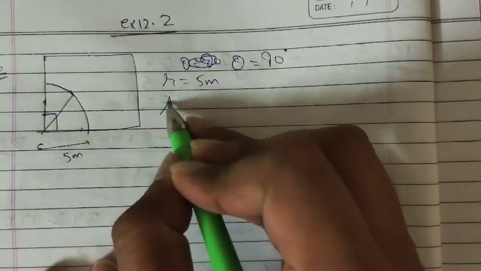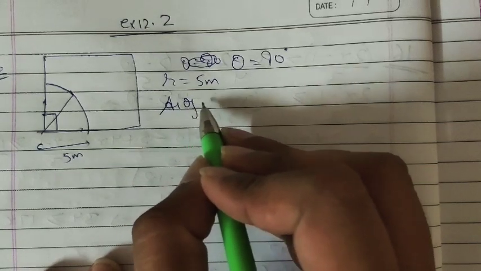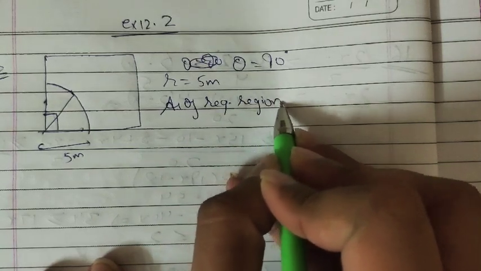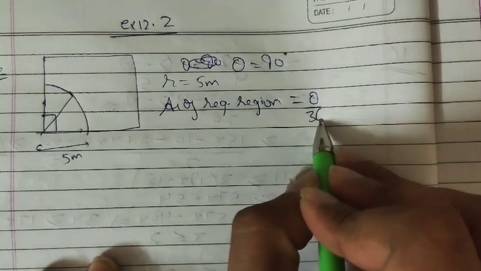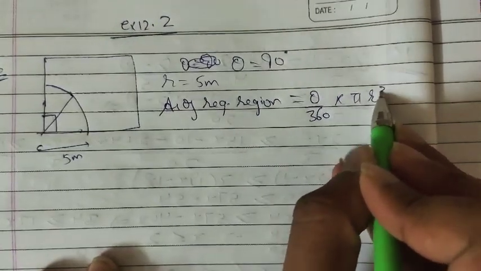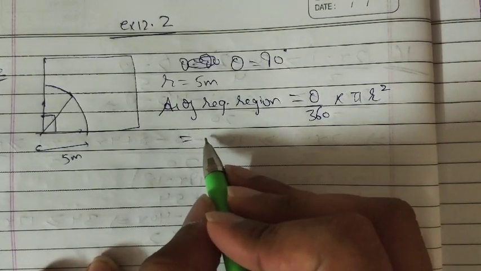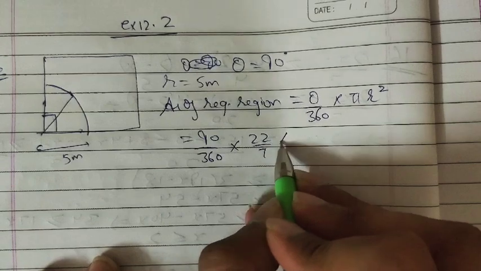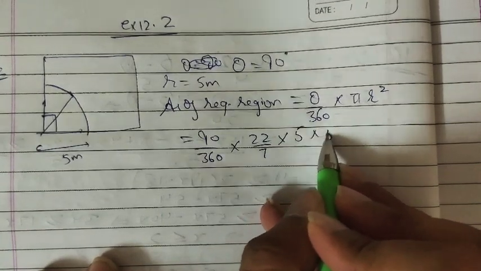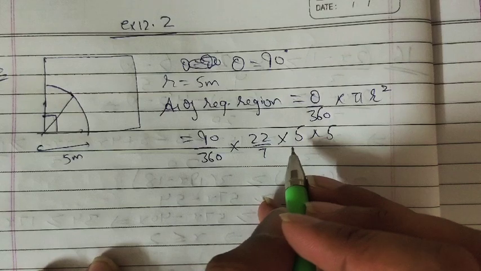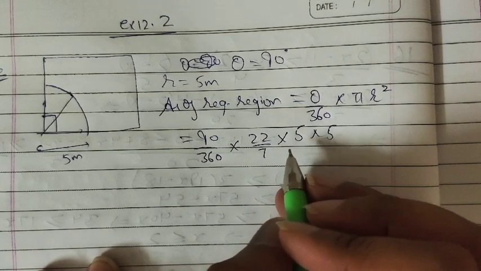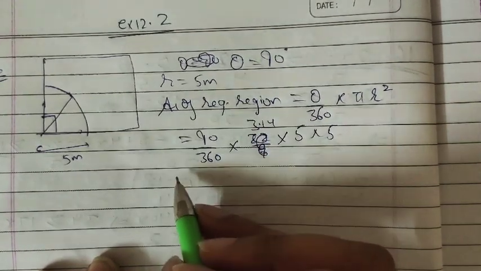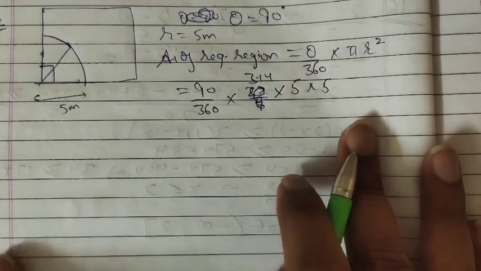So we know the area of a sector. The area of the required region is equal to theta upon 360 multiplied by pi r square, which is equal to 90 upon 360 multiplied by pi, 22 by 7, and r value is 5 multiplied by 5. Okay, here it is given that take pi is equal to 3.14. So let's take pi value as 3.14, and you can easily determine whatever the answer will be.